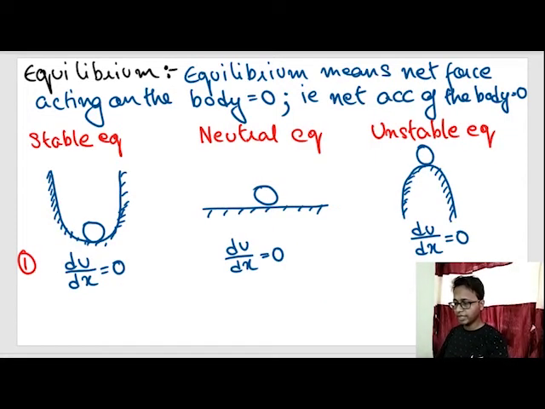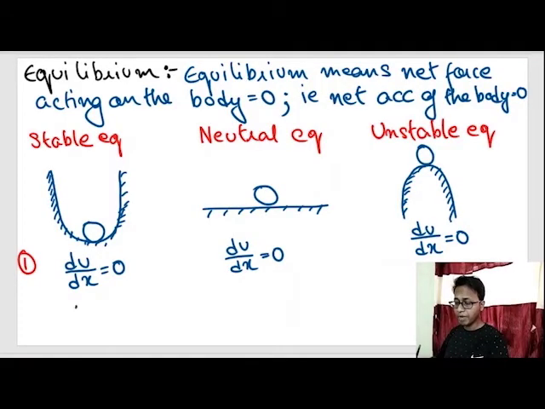Now compare these three diagrams with equilibrium. Okay, in stable equilibrium, potential energy decreased a lot. That means potential energy in stable equilibrium is minimum. So mathematically, when we write that potential energy is minimum, we write du by dx is less than 0. Sir, how is this required?